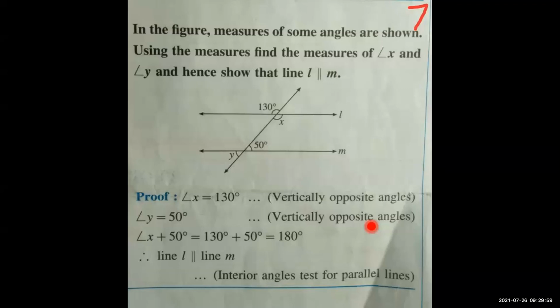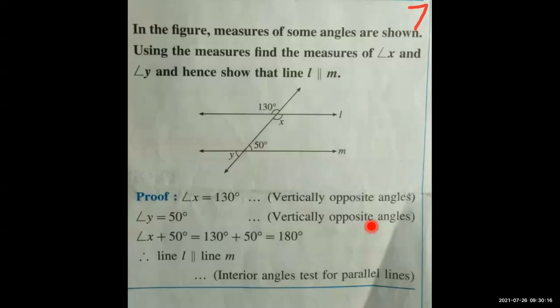If we find the value of X, then that 50 degrees will be subtracted from 180 degrees, and the value of angle X will be 130 degrees.